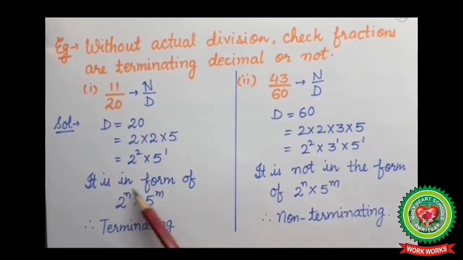So it is in the form of 2 raised to power n multiplied by 5 raised to power m. So therefore it is a terminating one.